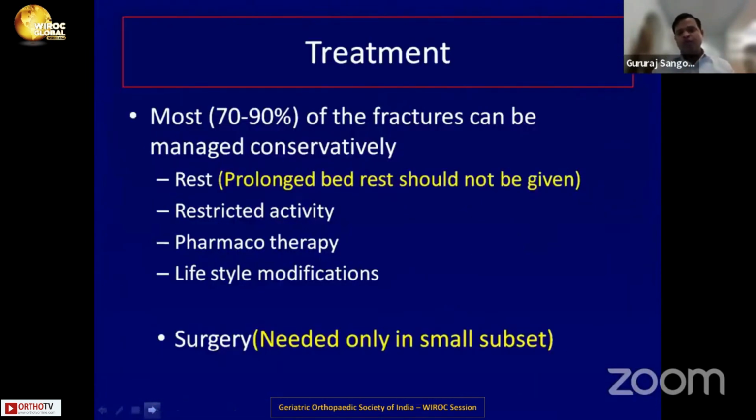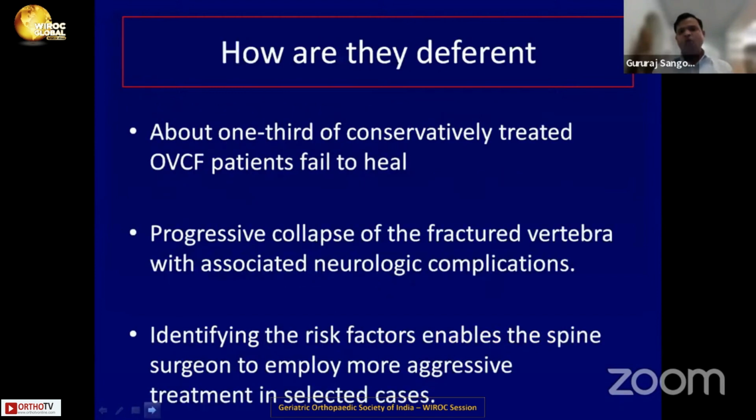So most of the vertebral fractures, 70 to 90% of the fractures, can be treated conservatively with rest, restricted activity, pharmacotherapy and lifestyle modifications. Surgery is needed only in a small subset of patients. How are they different? In osteoporotic vertebral fractures, about 1/3 of the conservatively treated fractures fail to heal. So these are the fractures which are tricky, and progressive collapse of this fractured vertebra causes neurological complications. That is where we need to intervene.